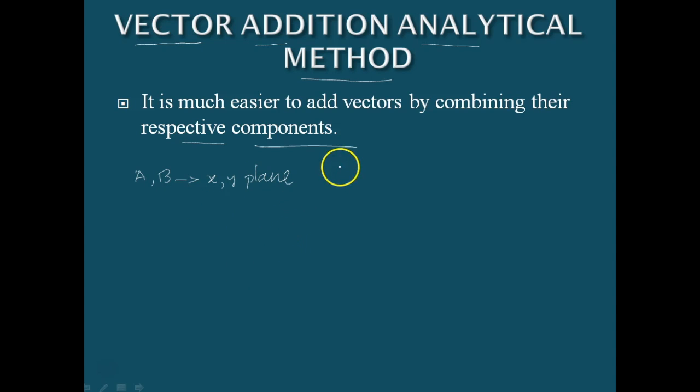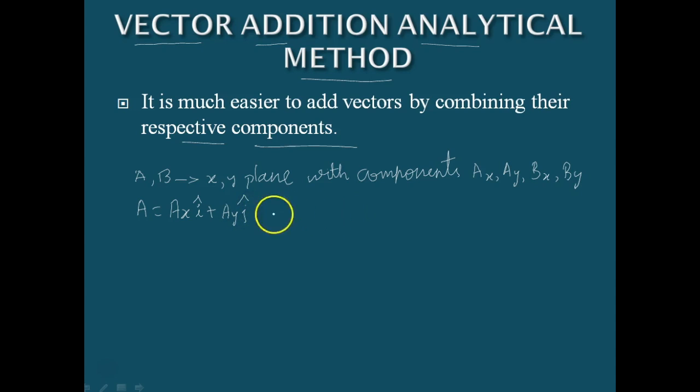Consider two vectors, vector A and vector B, in the xy plane with components Ax, Ay, Bx and By respectively. So we can represent vector A by using the components, that is Ax i cap plus Ay j cap. We already saw this one, isn't it?